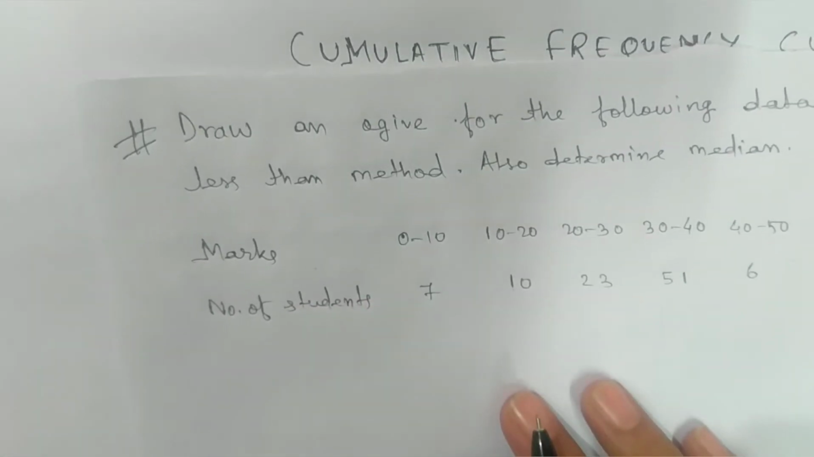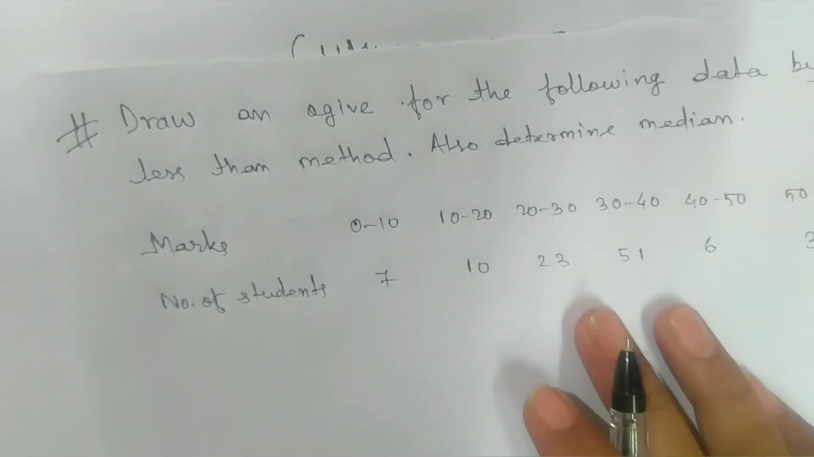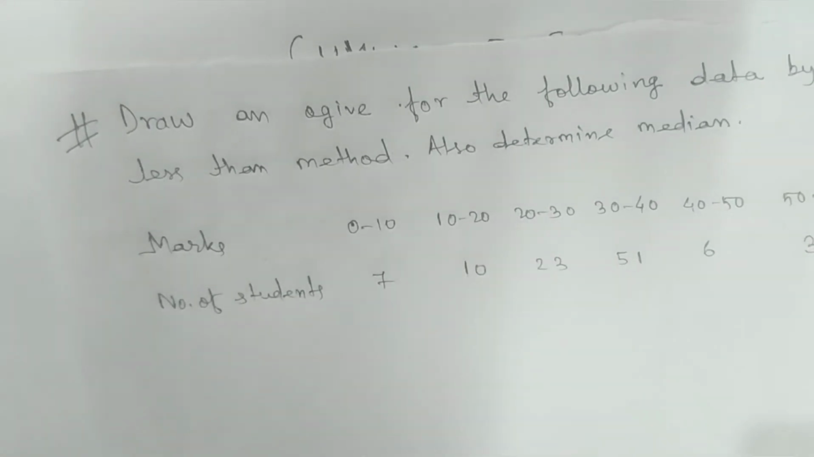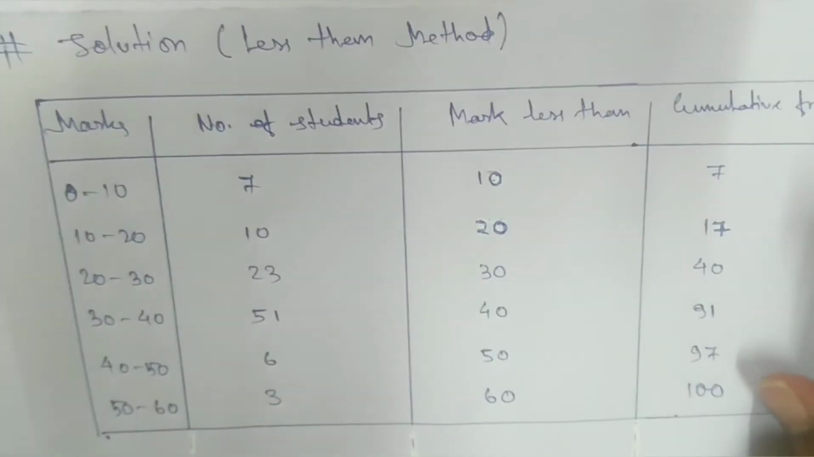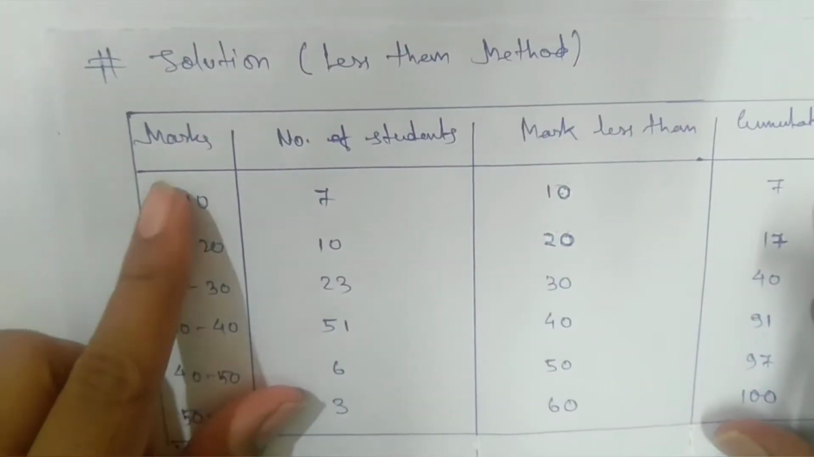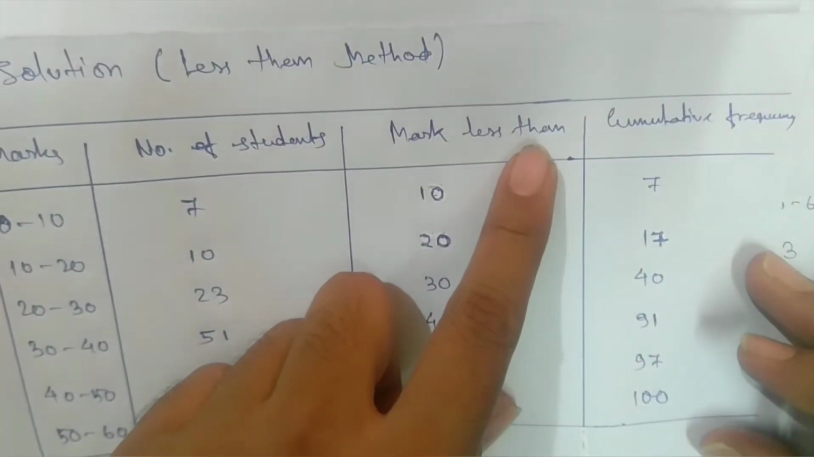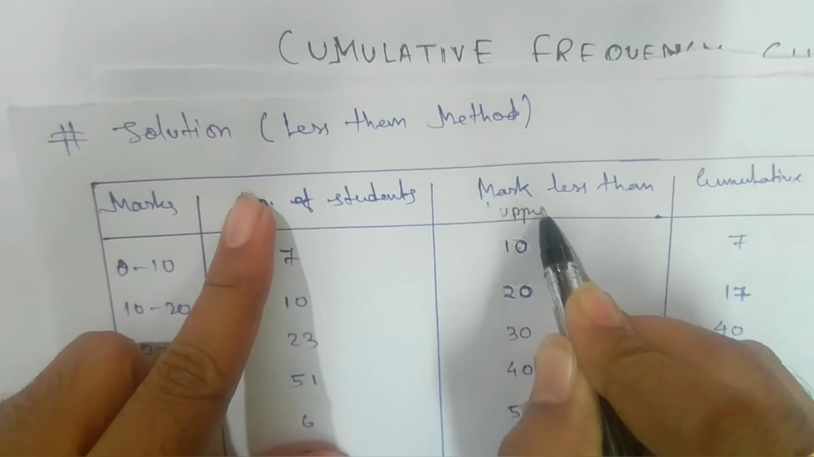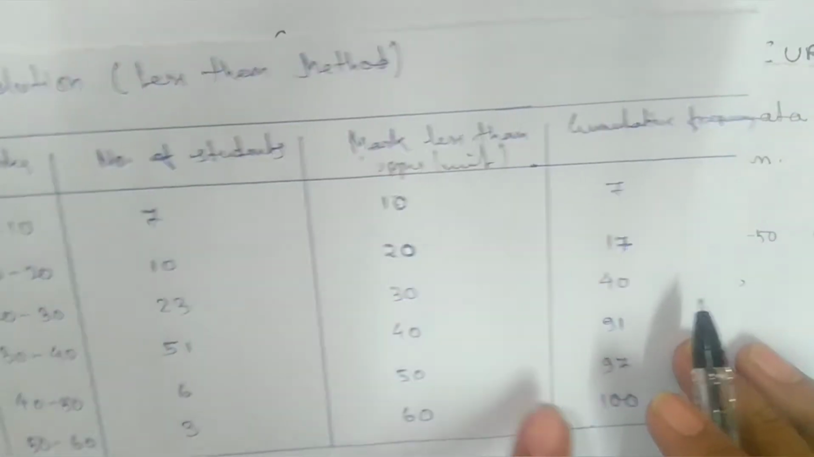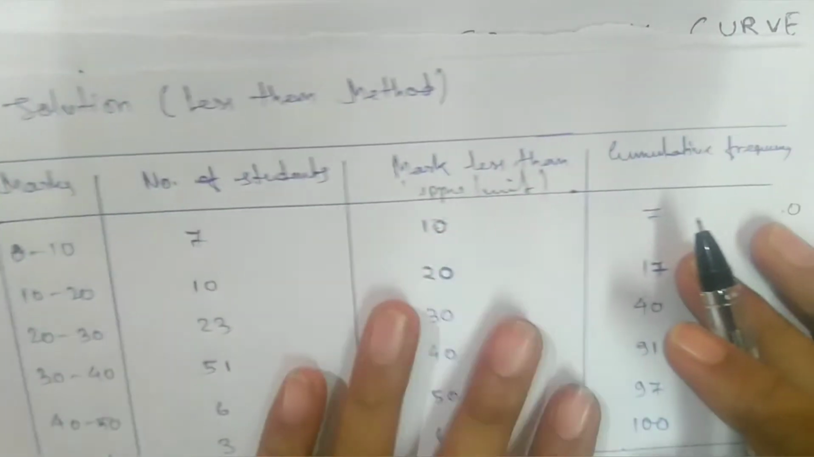draw an OGIVE for the following data by less than method. Also determine the median. So for this one, first we need to draw what? Cumulative frequency distribution table. So here we have the cumulative frequency distribution table for less than type. Question has been given, marks has been given. We need to write here number of students. After that, marks less than, that means here we need what we call the upper limit. And here the upper limits are 10, 20, 30, 40, 50, 60 for less than type.